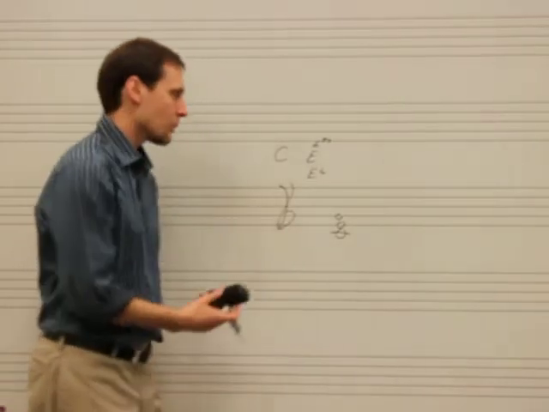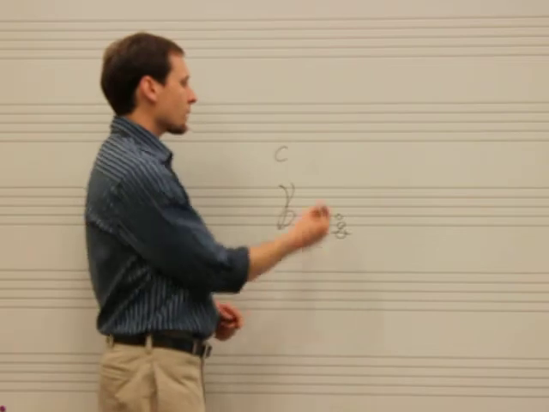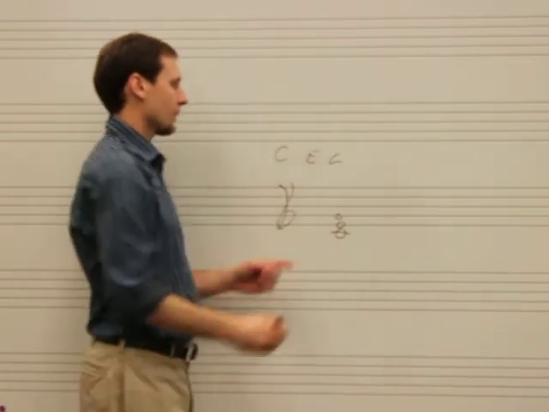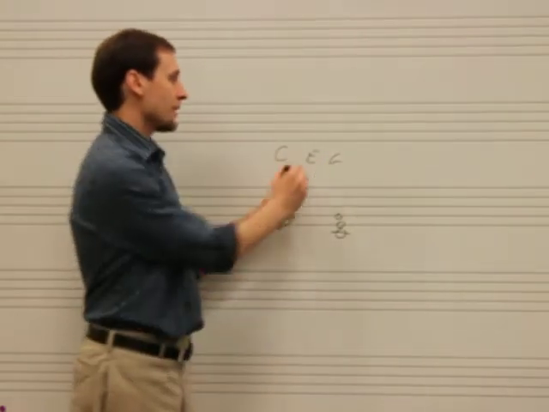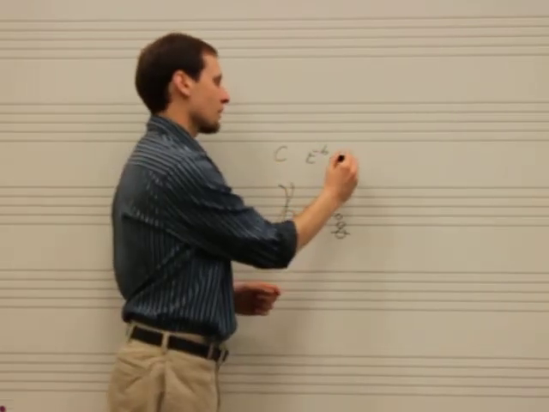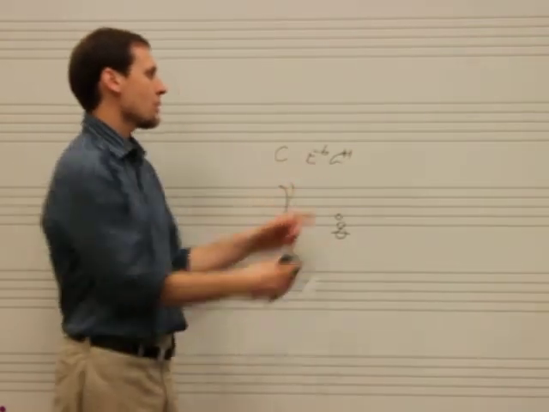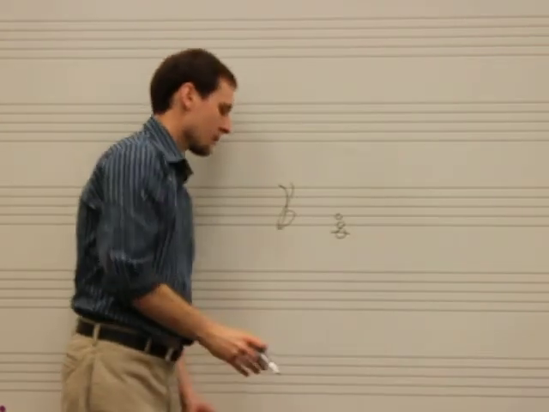It's kind of the same way with chords. With a triad, we have C, E, and G. Now, you might have C, E flat, and G. You would have C, E flat, and G sharp. And any combination of these 3 notes is going to be a triad of some kind.